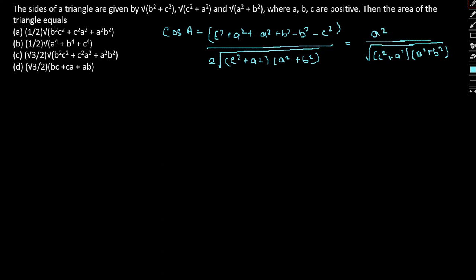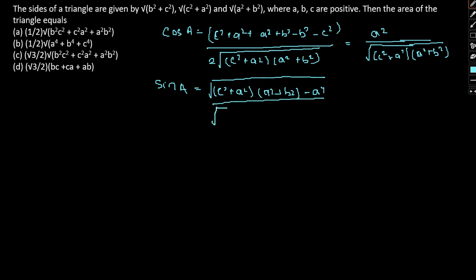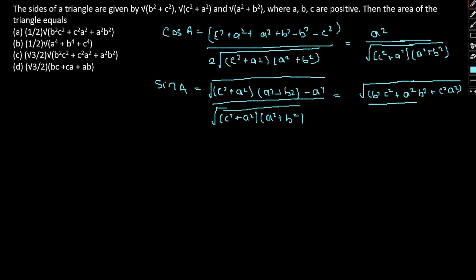Okay, again sin A can be written as root under (c square plus a square)(a square plus b square) minus a to the power 4, the entire thing under the root, divided by (c square plus a square)(a square plus b square), which can be written as root under b square c square plus a square b square plus c square a square, the entire thing divided by root under c square plus a square and a square plus b square.